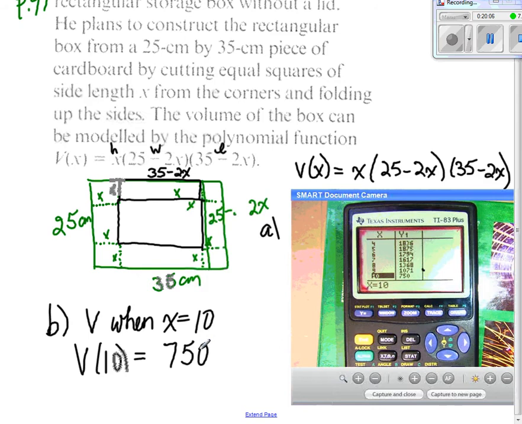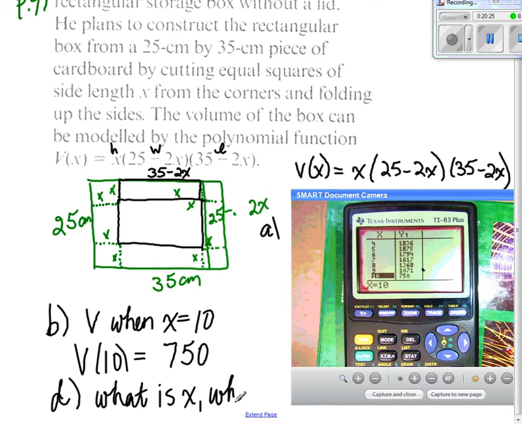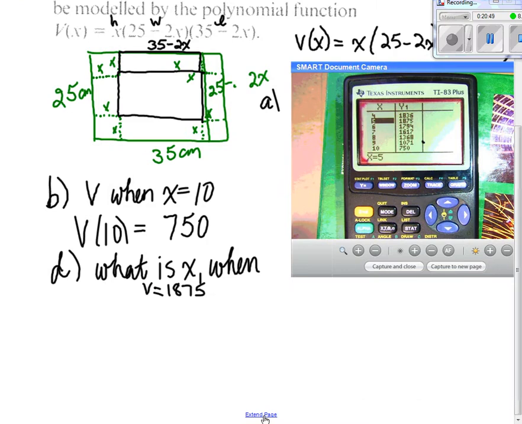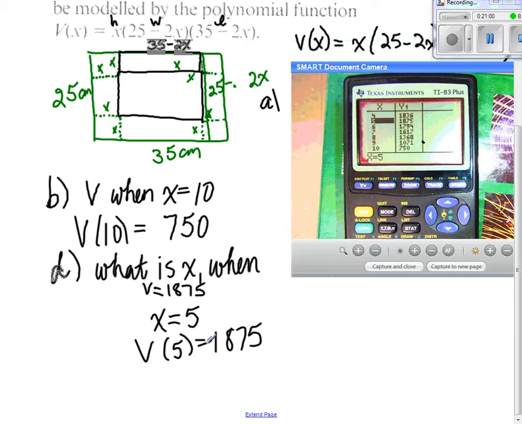They ask us to verify that by hand. I'll let you do that. Using the graph, we're going to determine the size of the square that should be cut from the corners if the required volume of the box is 1875. So for D, they're asking us, what is x when the volume is 1875? Well, I can find that on my chart. There it is. When my y value is 1875, my x value is 5. Volume at 5 is 1875. And that saved me a lot of work by hand.